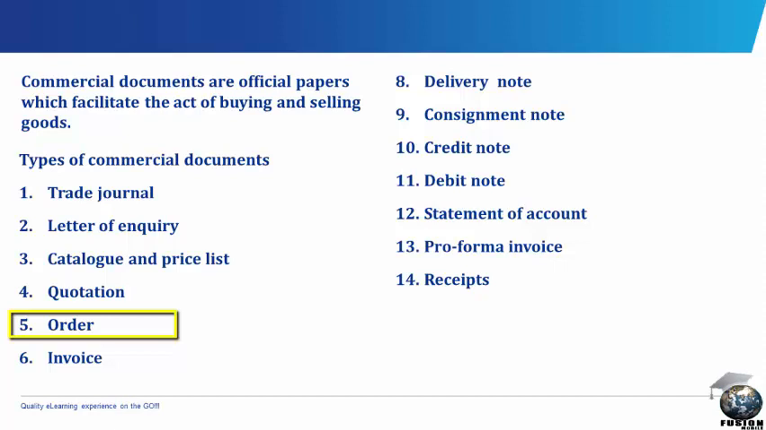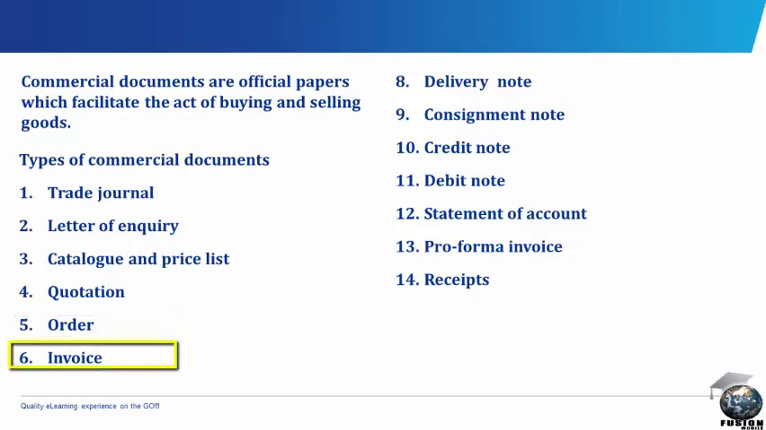Order. An order is a statement sent by the buyer to the seller, stating the full description and quantity of goods required. After the buyer has gone through the catalog, he will then place an order. The order will show the goods required, the quantity, type, conditions of payment, purchases, and method of delivery.